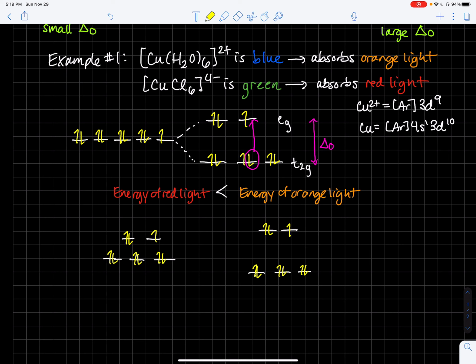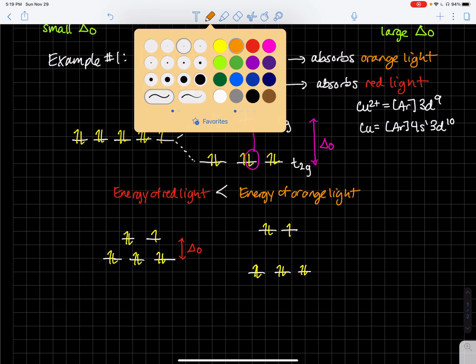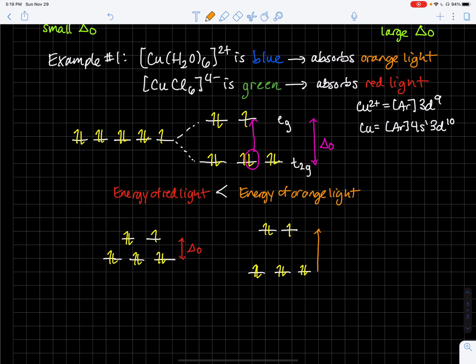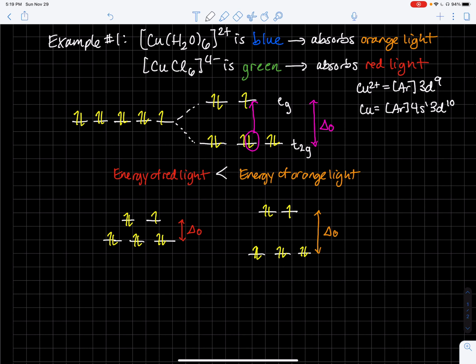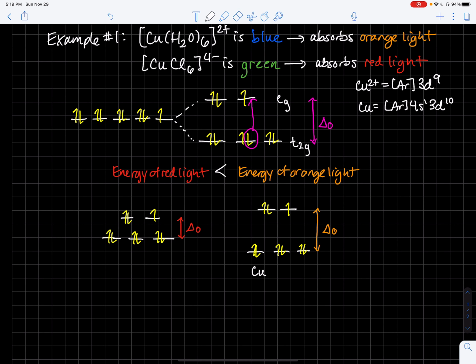But the delta O's are different. And so I've drawn a smaller delta O here for the red light, and here would be a larger delta O for the orange light. And so now, since we analyzed which complex is absorbing which light, we can write underneath these that this, with the larger splitting, is the complex with the water ligands, and this, with the smaller splitting, is the complex with the chloride ligands.